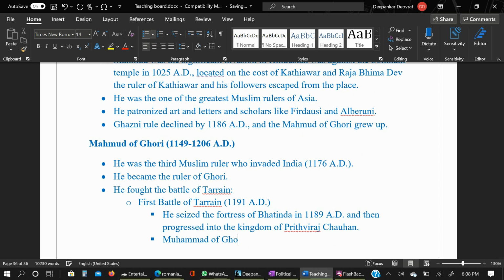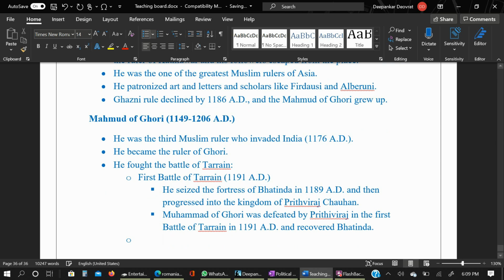Muhammad of Ghori was defeated by Prithviraj in the first battle of Tehran in 1191 AD, and Prithviraj recovered Bhatinda too. Then again the second battle of Tehran happened in 1192 AD.